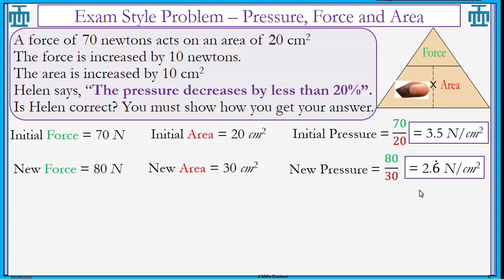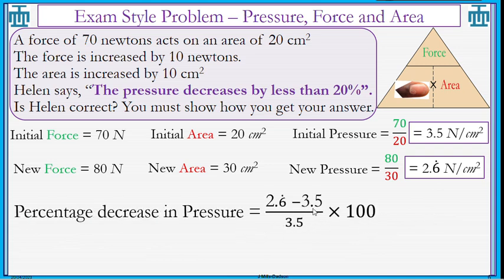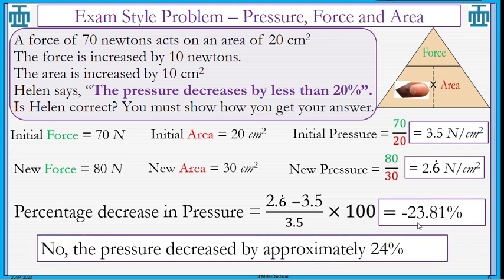Now we need to check whether the change, or the decrease, is 20%. And you need to recall how to work out change. It's given by the new minus the old, divided by the old, times 100. So to find the change in percentage, it's the new measure minus the old measure, divided by the old measure, times by 100. So when you work this out, you realize that the answer is negative 23.81%. The negative is because it's decreasing.